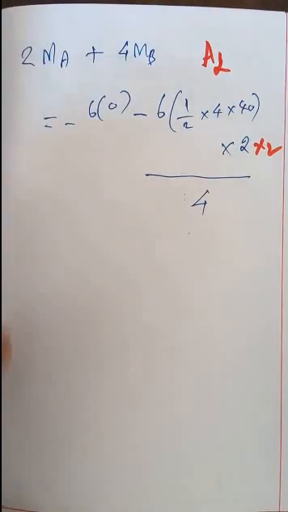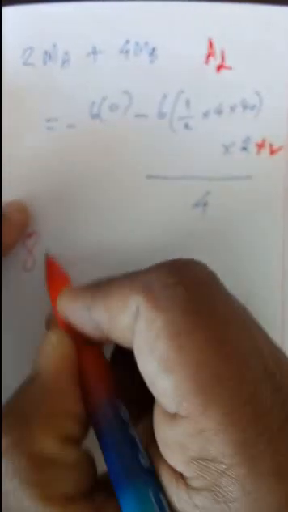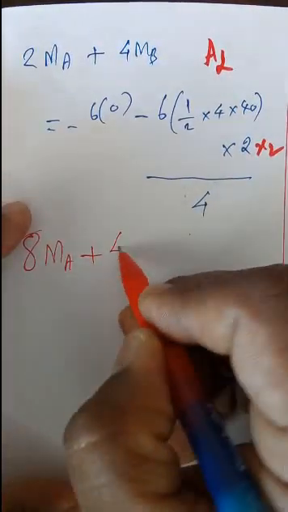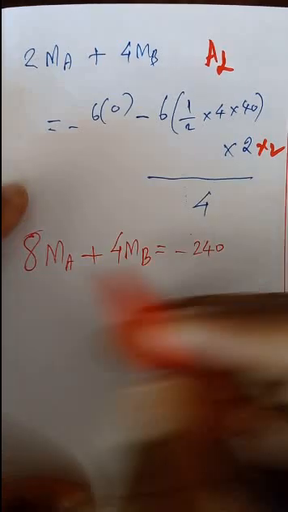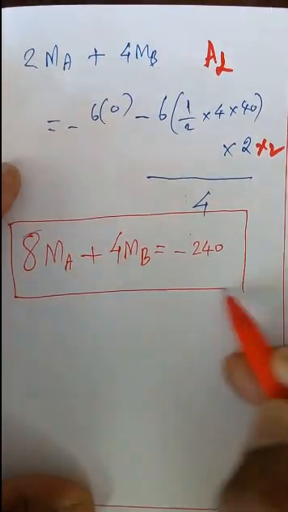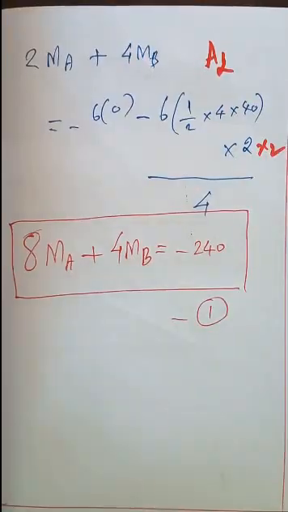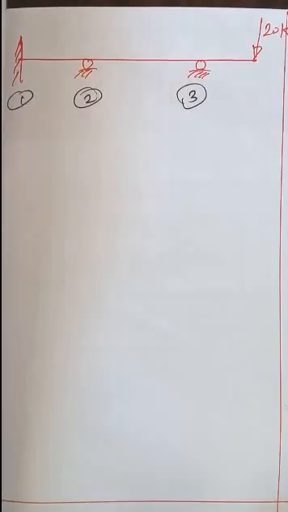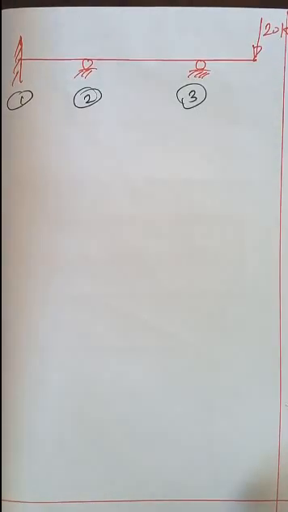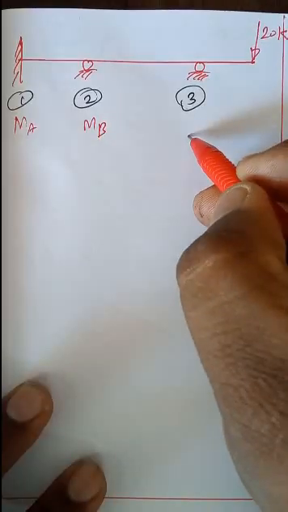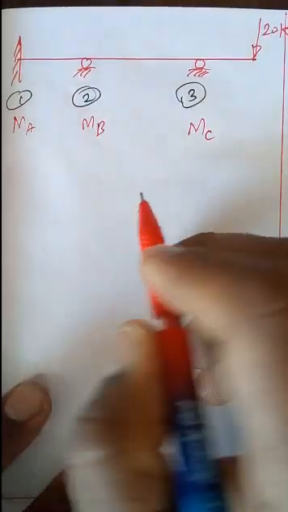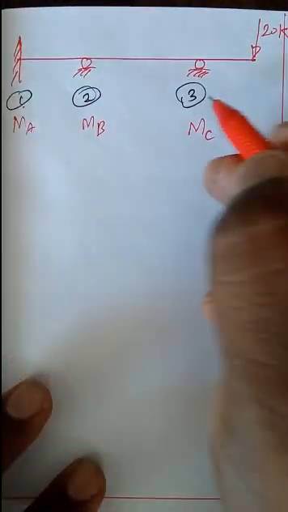So substituting all the above, finally we get 8 MA plus 4 MB equal to minus 240. This is equation number 1. Then you can see that the next span is taken here. Here you have MA, here you have MB, and at this location you have MC. So this is 1, 2 and 3.